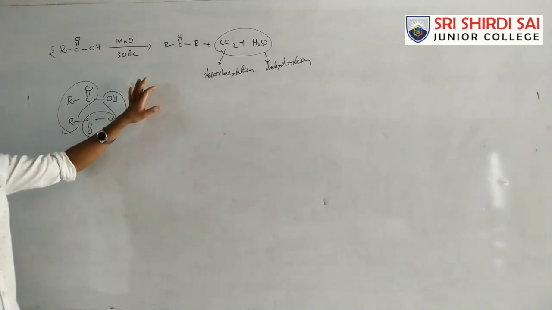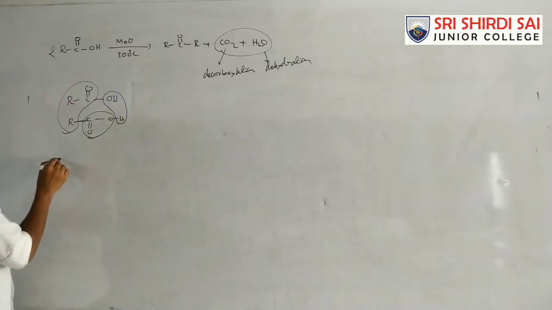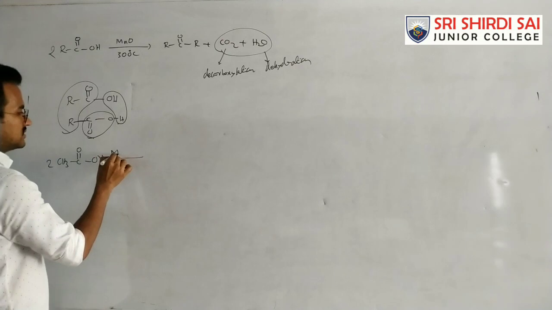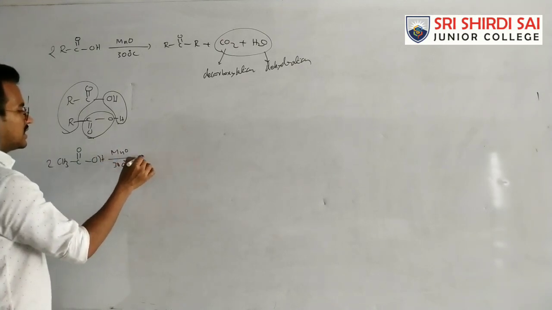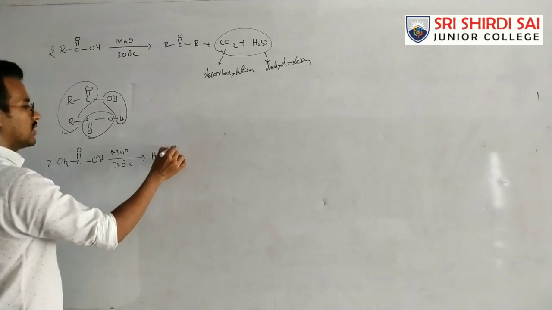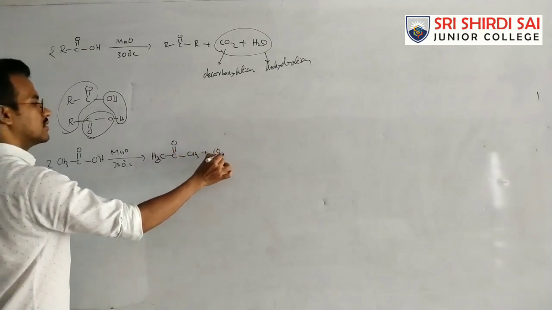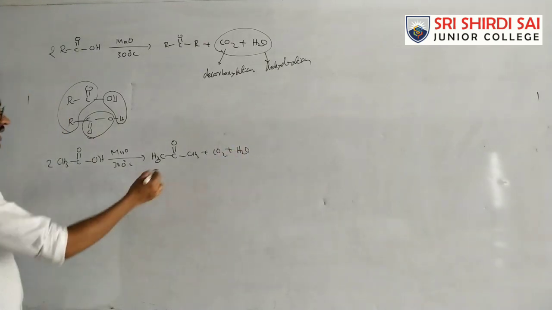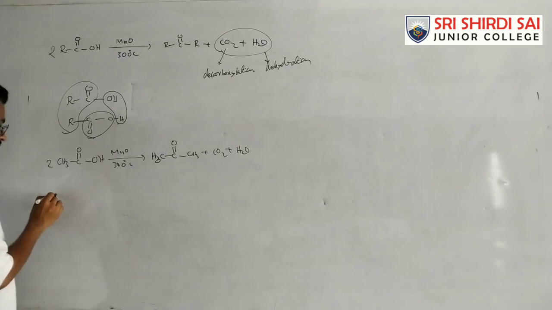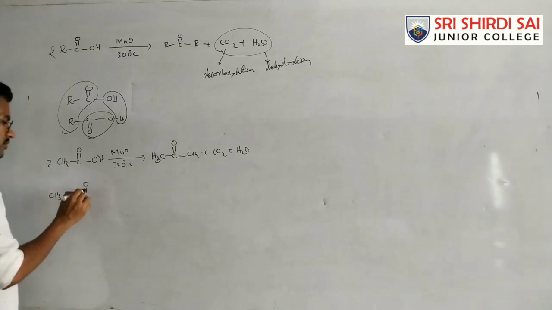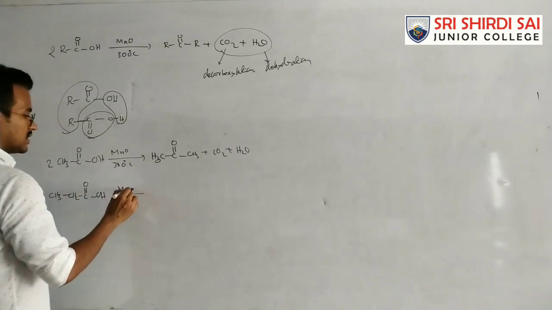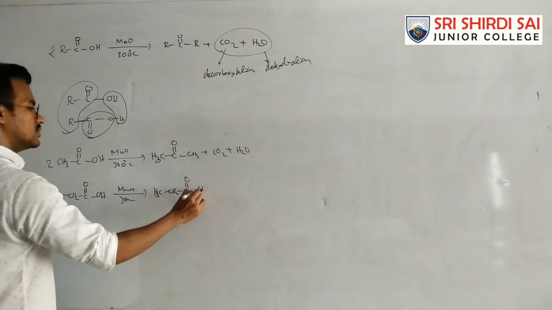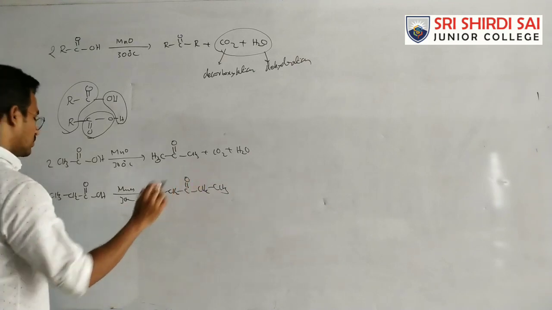Very simple reaction. It's a direct reaction, so no detailed mechanism. That means, for suppose, 2 moles of acetic acid on heating with MnO at 300 degrees centigrade gives CH3COCH3, CO2 plus H2. Acetone is a product. For example, CH3CH2CHO with manganese oxide at 300 degrees centigrade gives CH3CH2COCH2CH3 plus CO2 and H2.